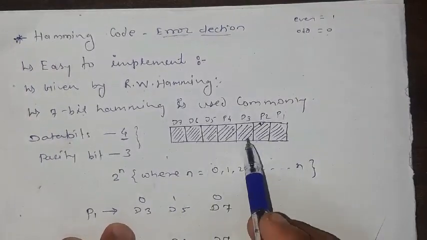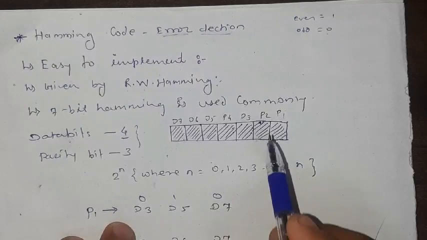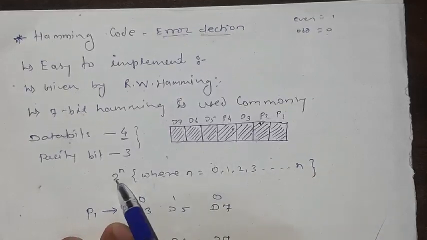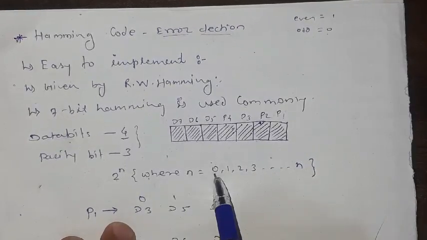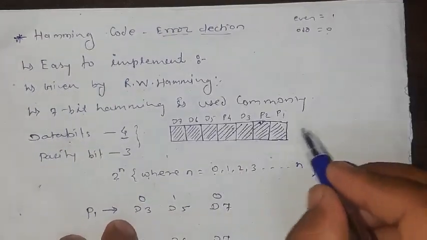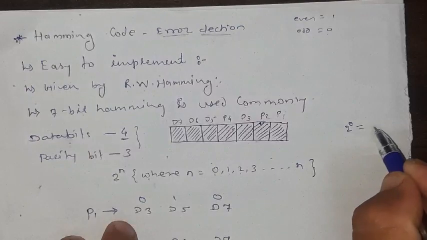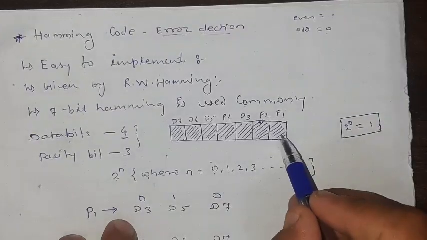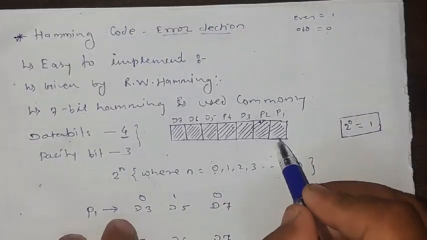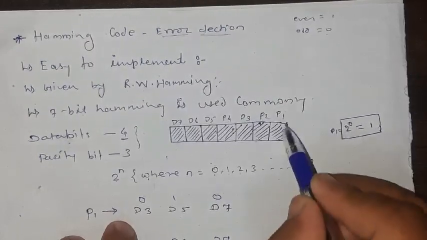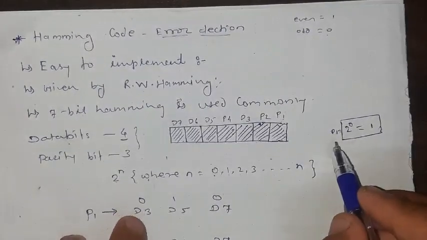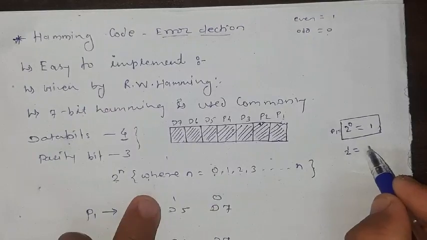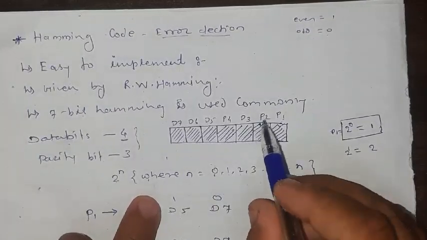So here, how to fix the positions of P1, P2 and P4. Here 2 to the power n, where n is equal to 0, 1, 2 and 3. Suppose 2 to the power 0. 2 to the power 0 means what? 1. So the first position of our data bits from right to left, this one, is the position of P1. Now 2 to the power 1, which means what? 2. So the second position for a parity bit is fixed.